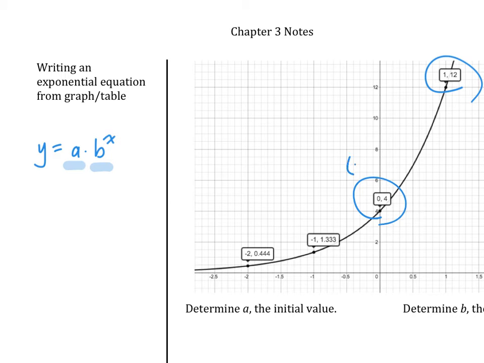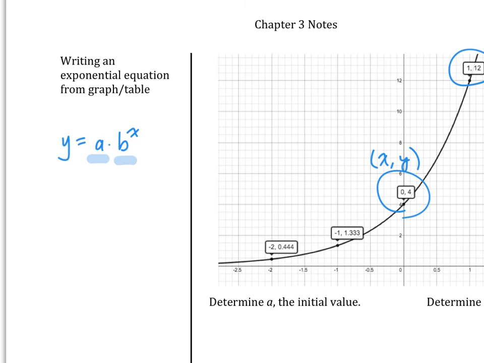(0, 4) just means x is 0, y is 4, and then same thing with (1, 12), x is 1, y is 12. So what we can do here is just create two equations with these 2 points. For example, (0, 4): when you put in 0 for x, you get y as 4, and we're putting it into this equation because we're saying the exponential equation is the best model for this shape.